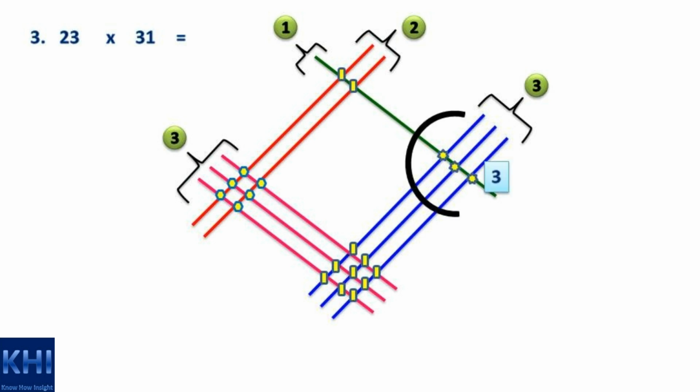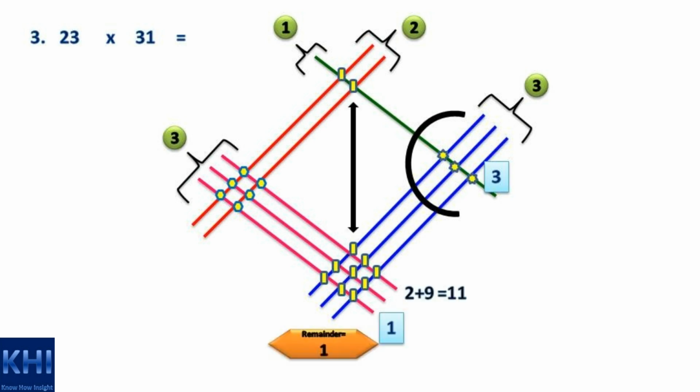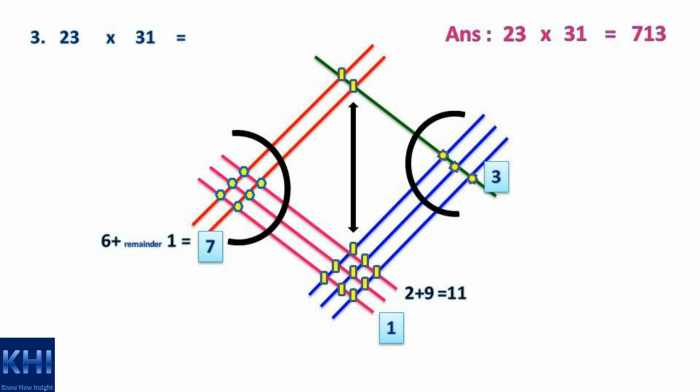The number of intersecting points at the rightmost side is 3, which gives the last part of your answer. And the number of intersecting points at the middle part is 11. In 11, 1 is taken as the middle part and the remaining 1 is taken as the remainder. The number of intersecting points at the leftmost side is 6. 6 plus 1 remainder from the middle part gives you 7. So 23 multiplied by 31 is equal to 713.